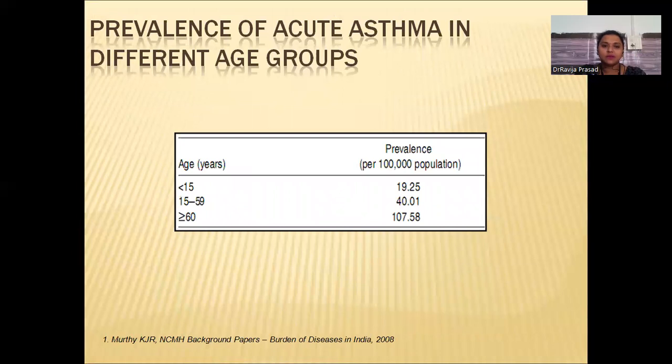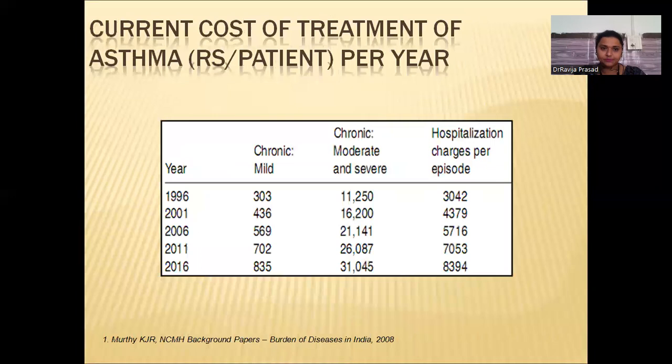Now, the difference of acute asthma in different age groups. For people less than 15 years, only 19-25% of people are affected. In the age between 15 and 59, 40% of people are affected by asthma. And for people aged 60 and above, 107 people are affected by acute asthma.